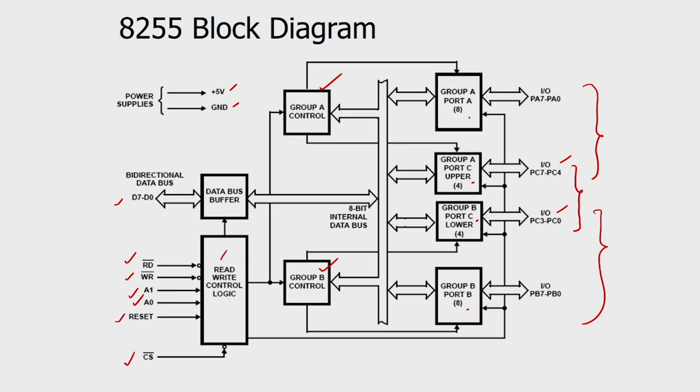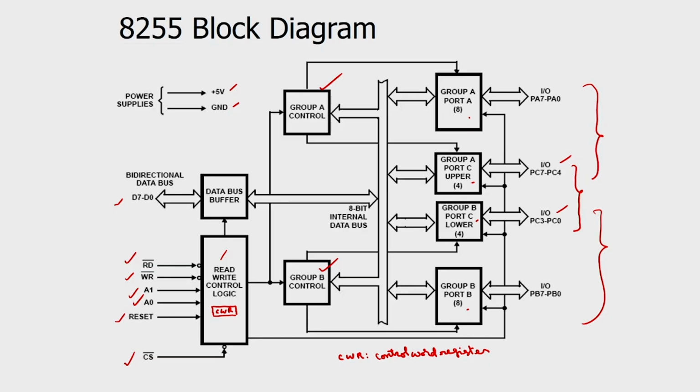This A1, A0 is going to find out the control word register. Inside this read write logic, there is a control word register which plays an important role. CWR stands for control word register. By programming this control word register, we can program the ports as input or output port, and in any one of the modes, mode 0, mode 1 and mode 2.